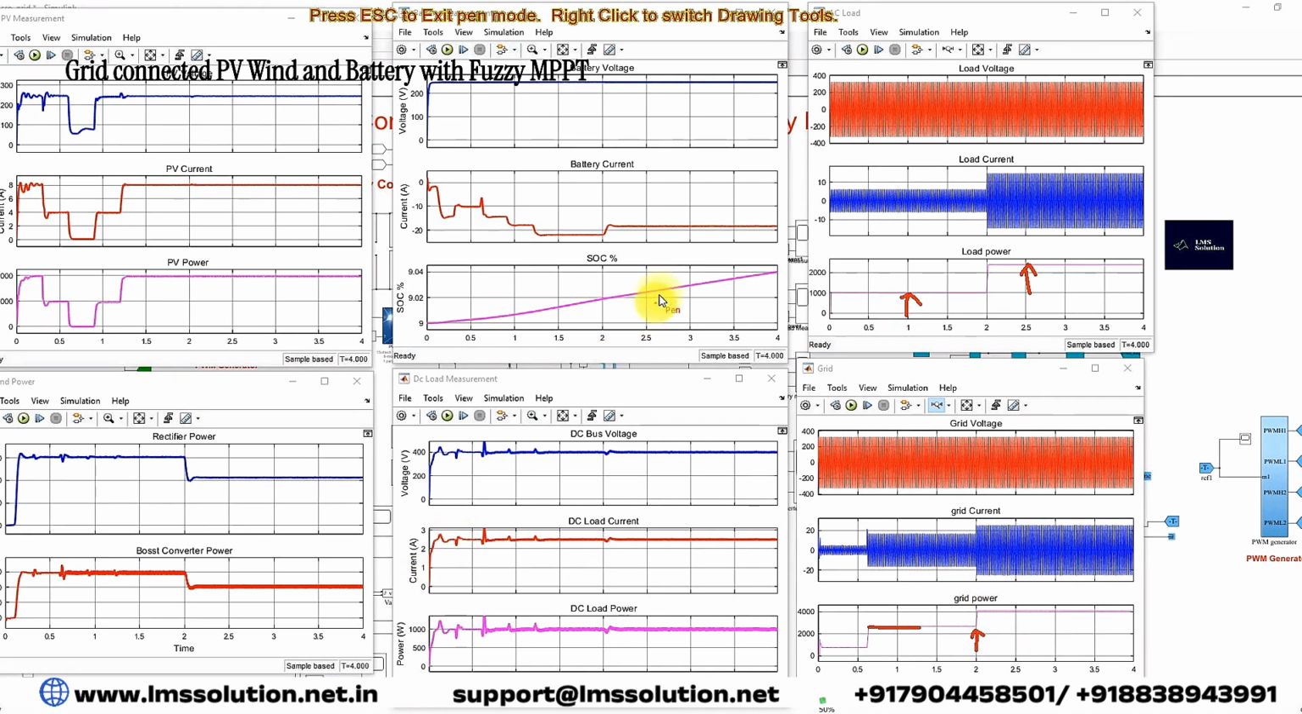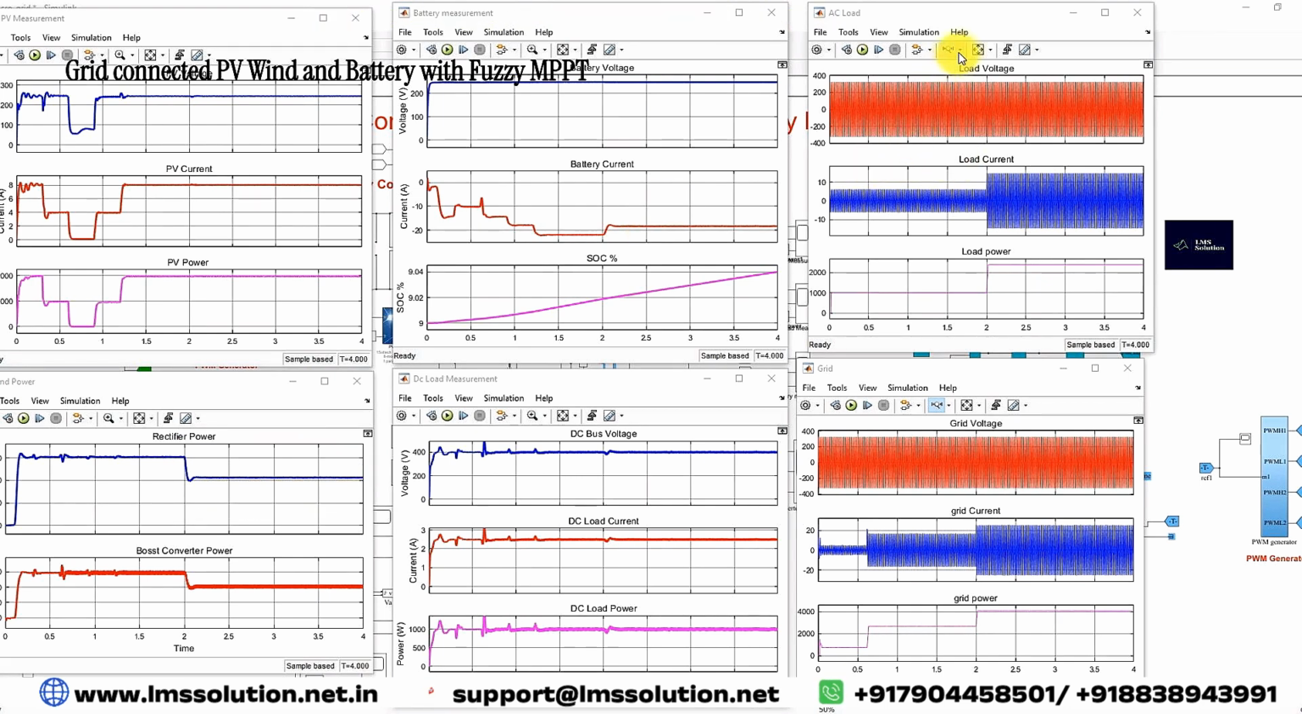You can also see some changes in the battery current, because during the same 2 seconds the wind power changed from 3000 to 2100 watts. That's why the charging current of the battery decreased from minus 22 amps to minus 17 amps. So based upon the condition, we are sending power to the grid from wind, battery and solar. When IPV is less than 0.5 and SOC is less than 10%, then we are getting power from the grid. That is the operation of the system.